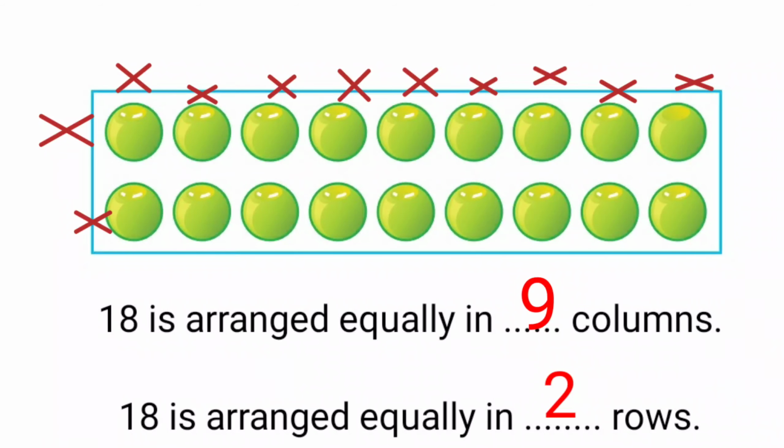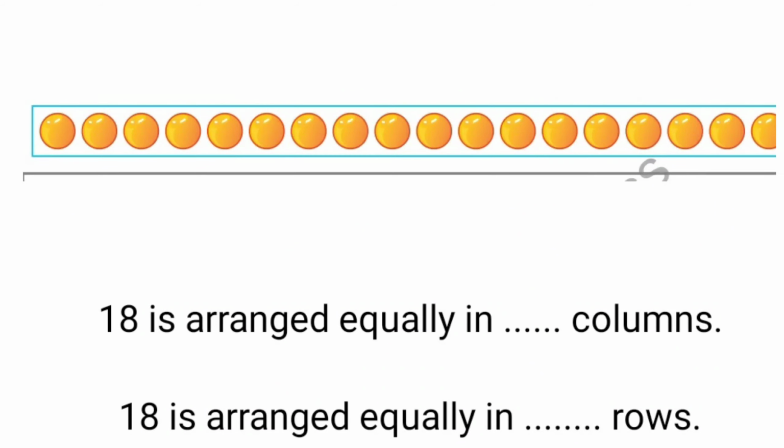Now let's see another arrangement of these 18 balls. Here also you can see by counting that there are 18 balls, and they are arranged in how many columns? There are 18 columns, isn't it? 18 columns, and how many rows? Only 1 row. So 18 columns and 1 row.